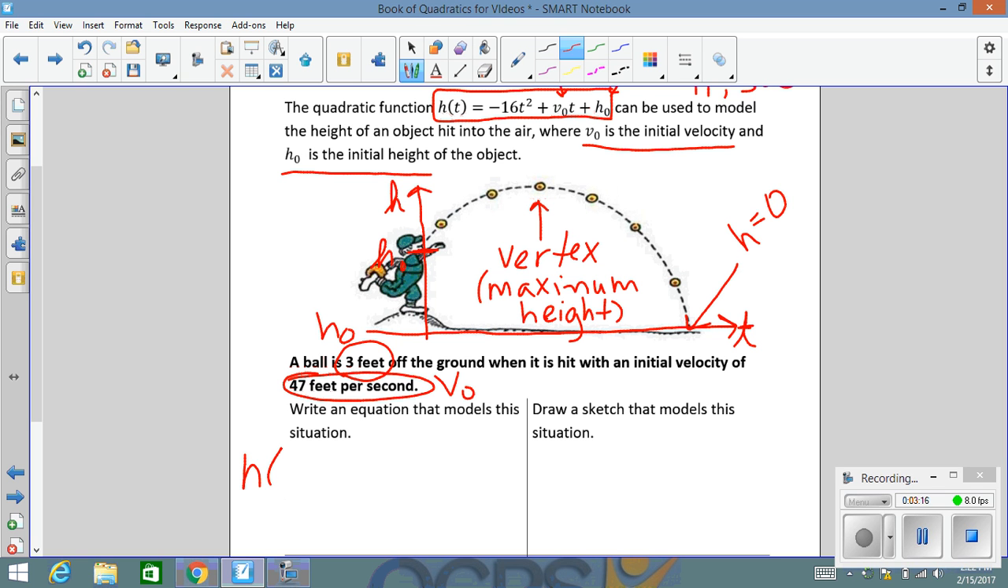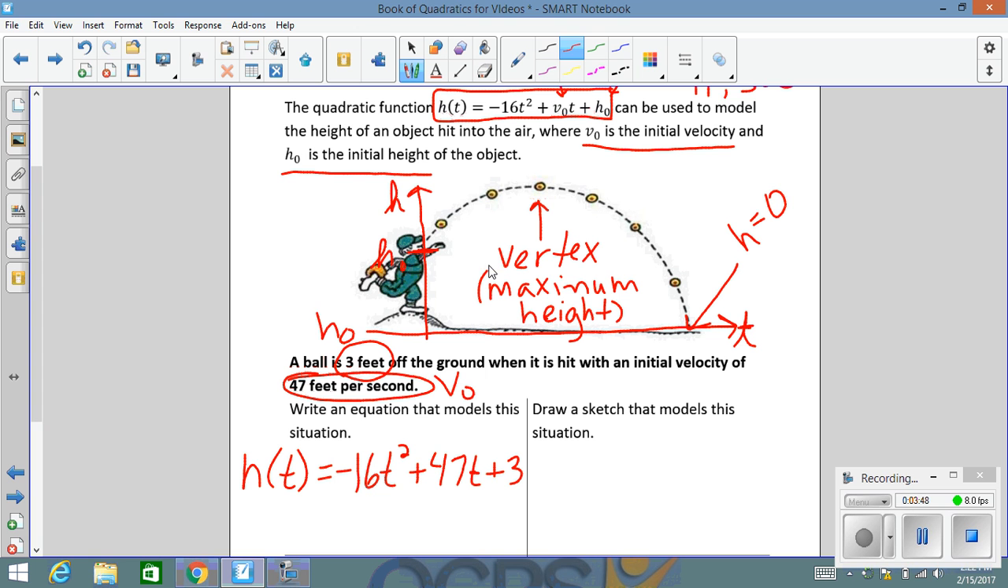I'm going to just replace the v naught with 47 and the h naught with 3. And that's it. Now I should mention the -16 is coming from the effect of gravity on the ball. And that's our equation. So all I did was replace my initial height and my initial velocity.